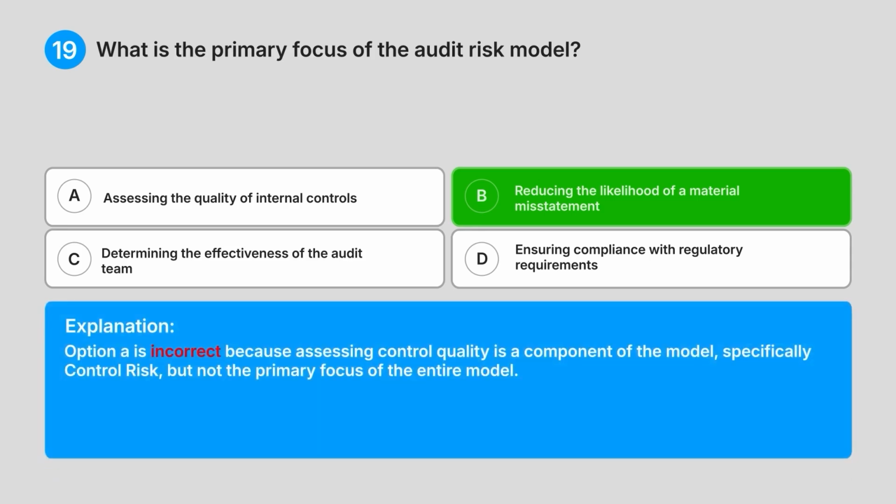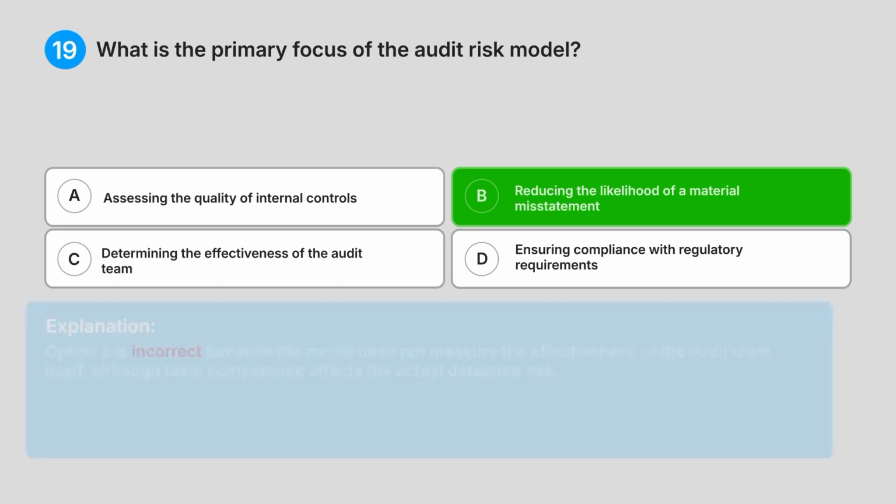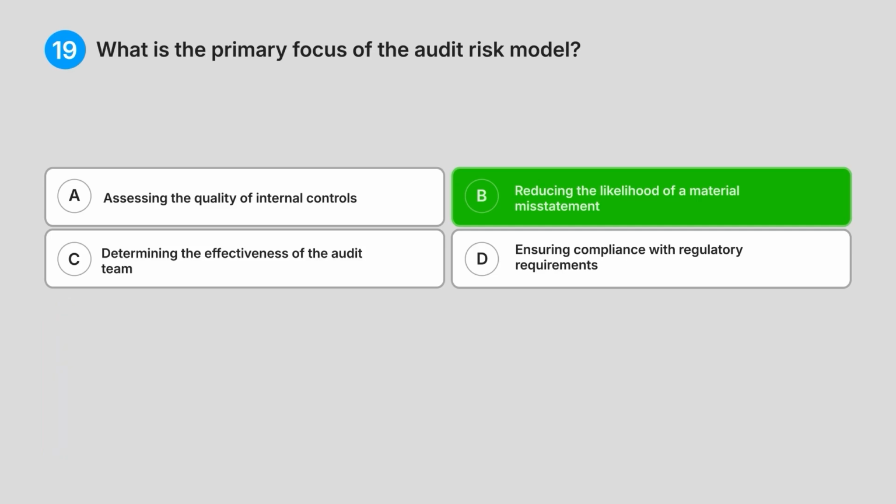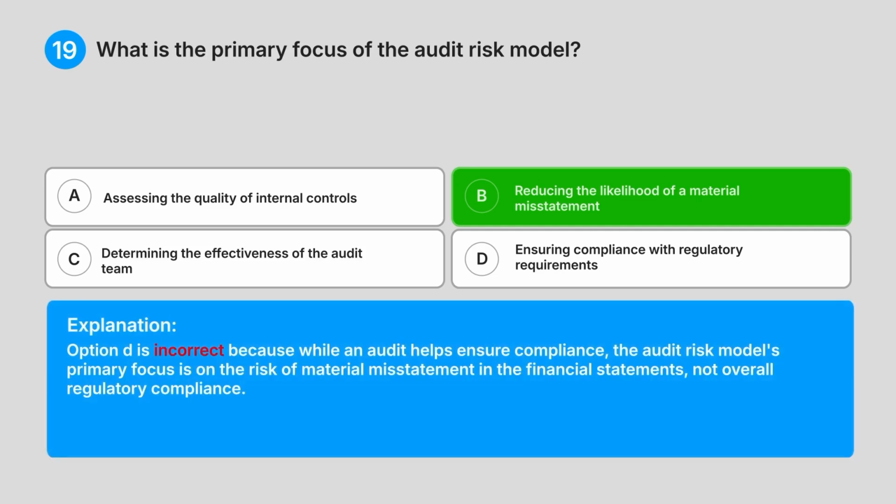Option A is incorrect because assessing control quality is a component of the model, specifically control risk, but not the primary focus of the entire model. Option C is incorrect because the model does not measure the effectiveness of the audit team itself, although team competence affects the actual detection risk. Option D is incorrect because while an audit helps ensure compliance, the audit risk model's primary focus is on the risk of material misstatement in the financial statements, not overall regulatory compliance.